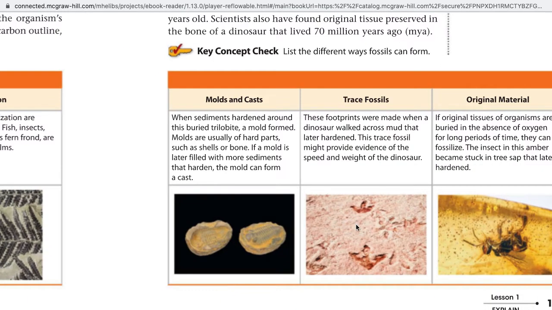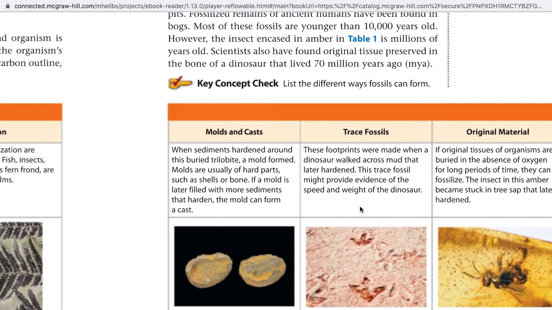So these footprints were made when a dinosaur walked across mud that later hardened. This trace fossil might provide evidence of the speed and weight of a dinosaur. So just by measuring the distance between each footprint, they probably might get an idea too of how long the legs were too.